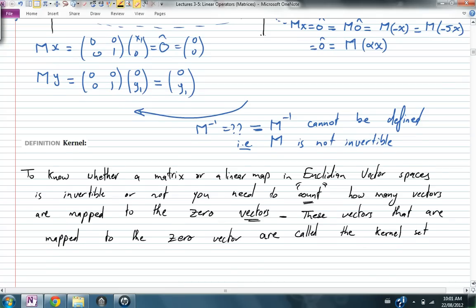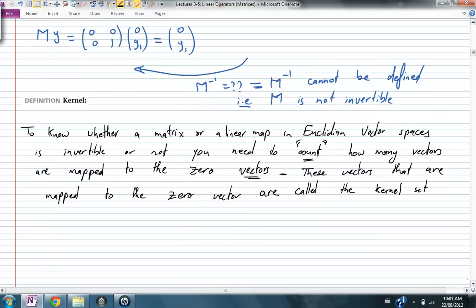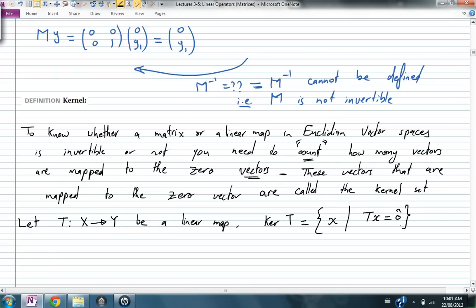And the formal definition of a kernel starts by first defining a linear map. The kernel of this linear map is a set of vectors, not any vectors. These are the vectors that T takes to the 0 vector.